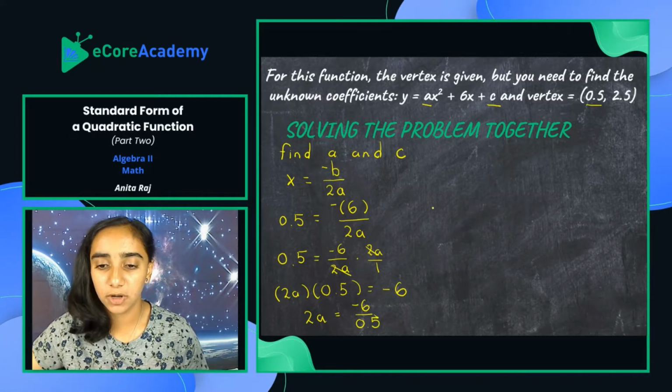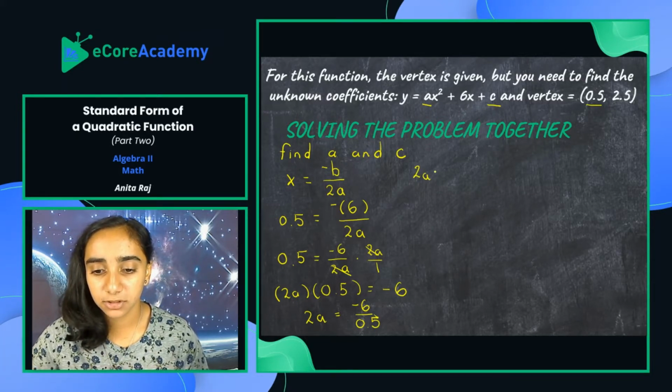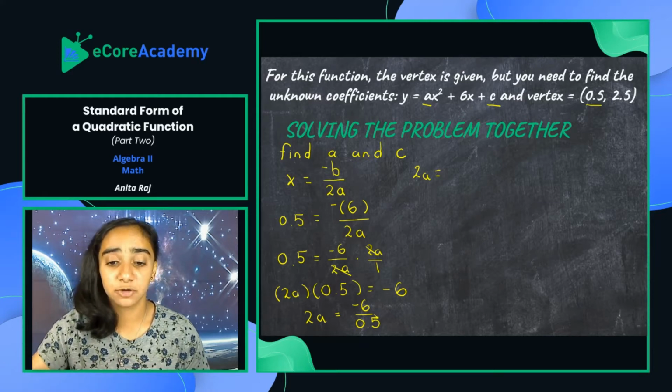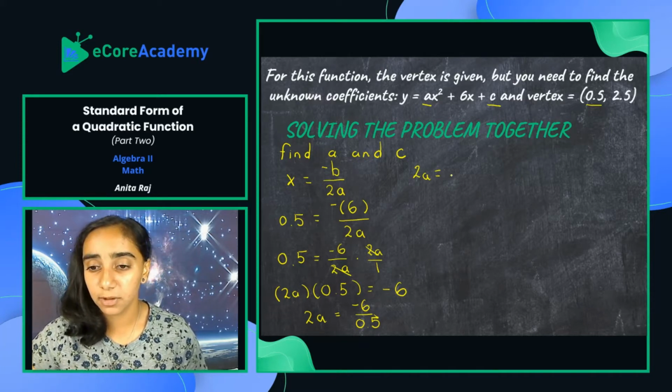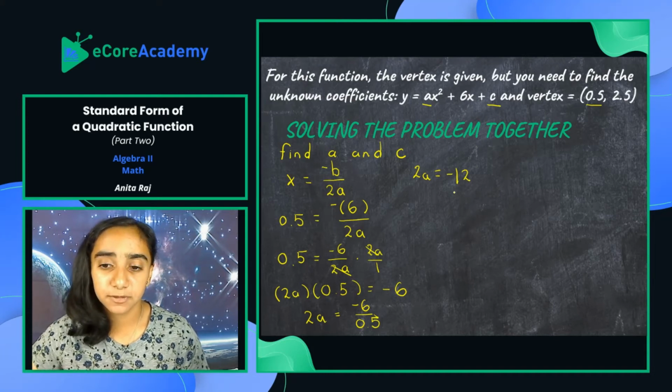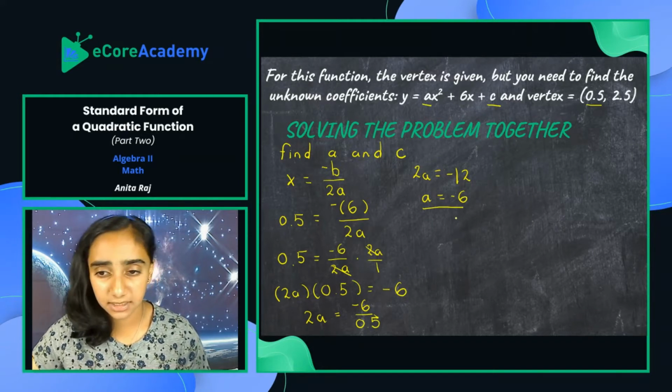I'm going to continue up here. And then afterwards, we get 2a equals, well, what is negative 6 divided by 0.5? It's negative 6 divided by 1/2, which is just negative 6 times 2, which is negative 12. So that's just some mental math you should have been able to do. And then you just divide both sides by 2, and you get a is equal to negative 6. So we found the value of a. Let's find the value of c now.